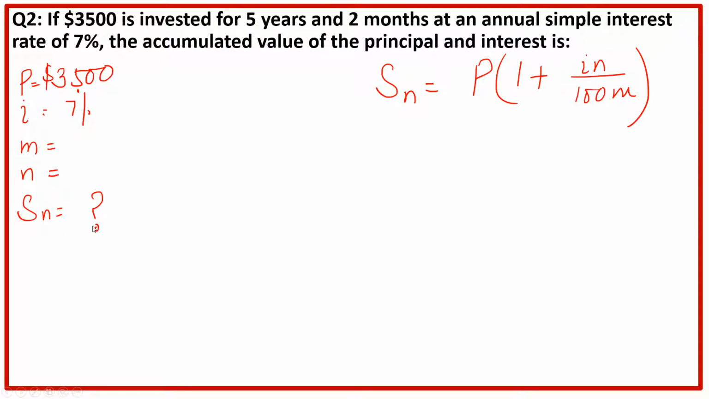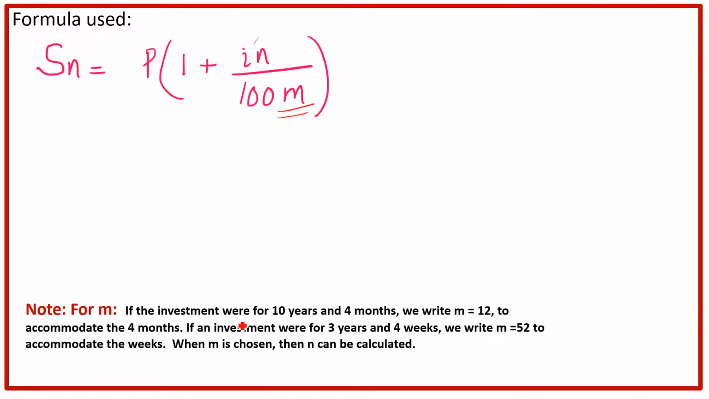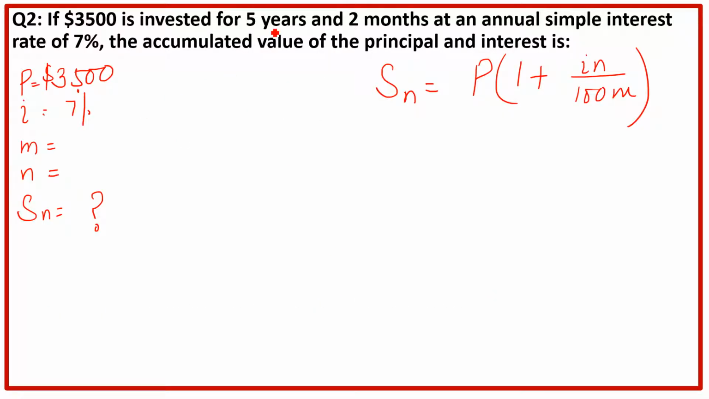Sn is the future value. So for M, here it says 5 years and 2 months. As I have mentioned here, if the number of years and a few months are given, we have to use M equal to 12 in order to accommodate the months. And why 12? Because there are 12 months in a year. So the same thing is here, 5 years and 2 months. It means M is 12, and always you have to find M first, then move on to N.